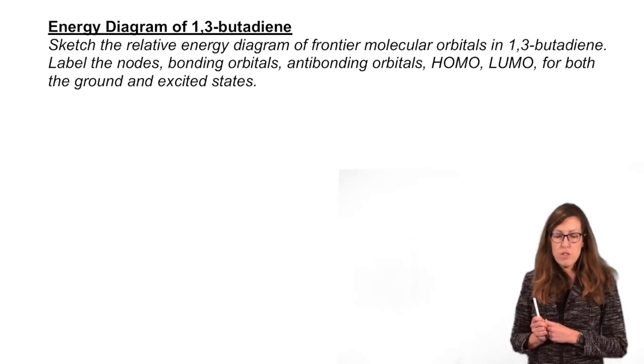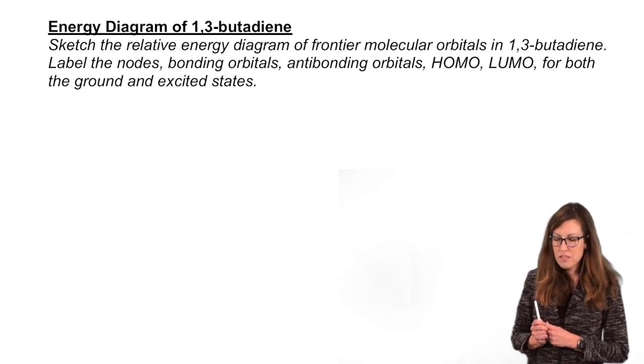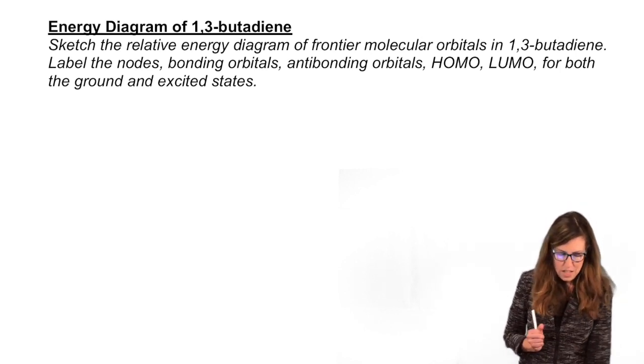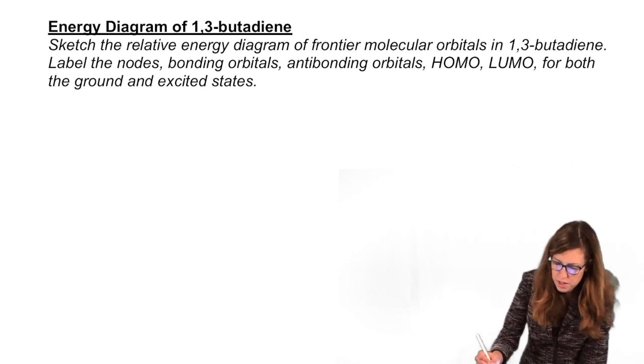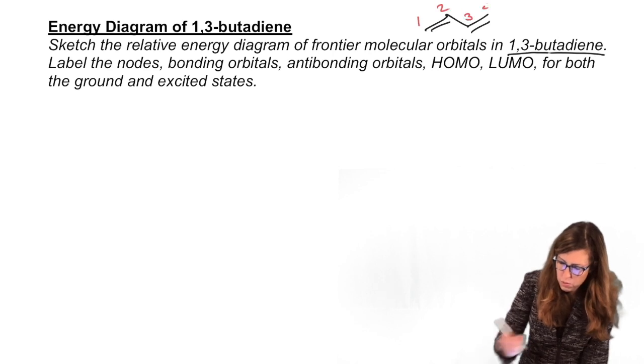And so we're going to look specifically at what it's like to look at those frontier molecular orbitals. So the HOMO and LUMO. We're going to label nodes, bonding orbitals, anti-bonding, that might ring a bell too, HOMO, LUMO, etc. Okay, so we're going to do 1,3-butadiene. So that looks like this. 1, 2, 3, 4, 1,3-butadiene.